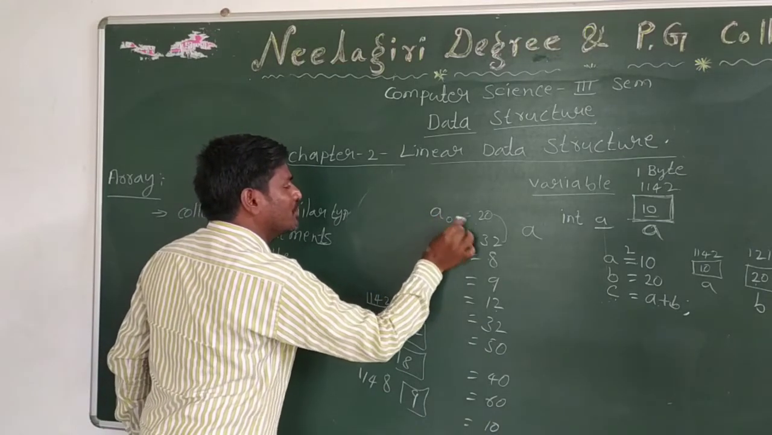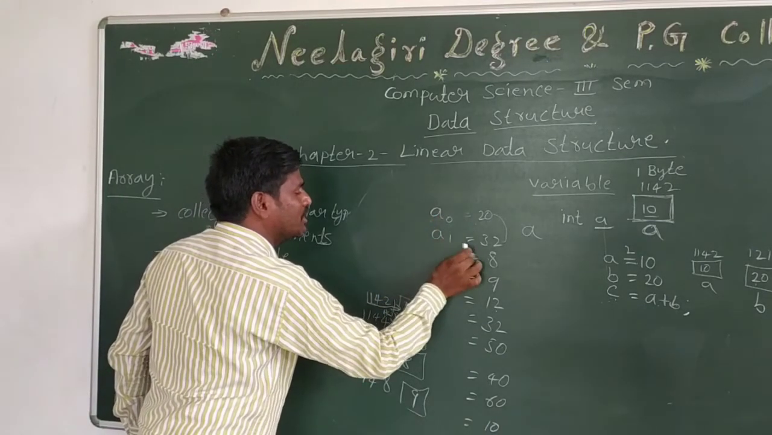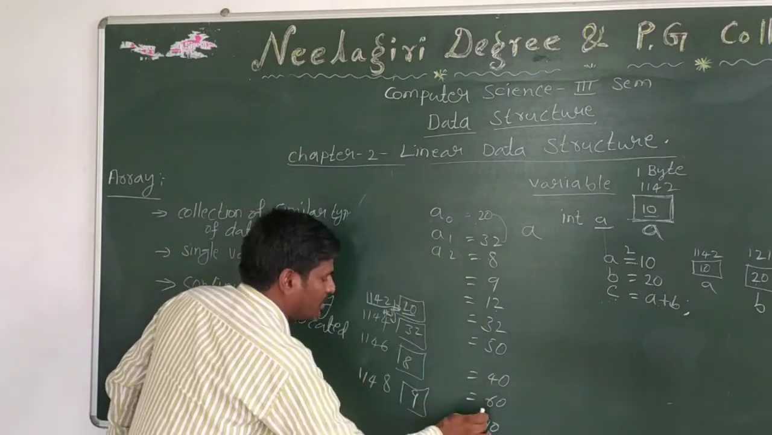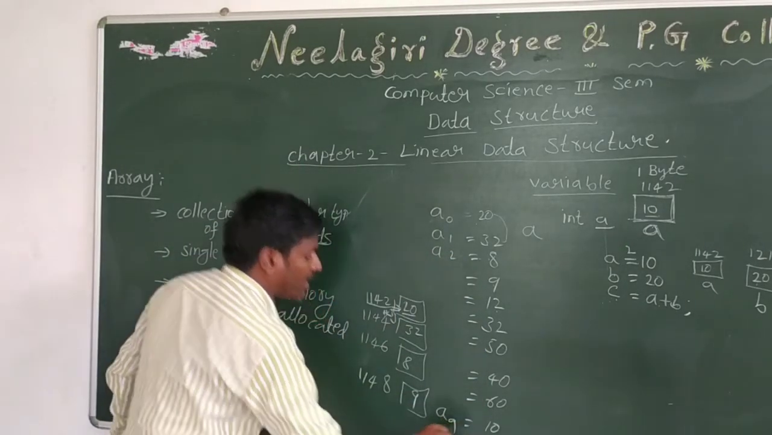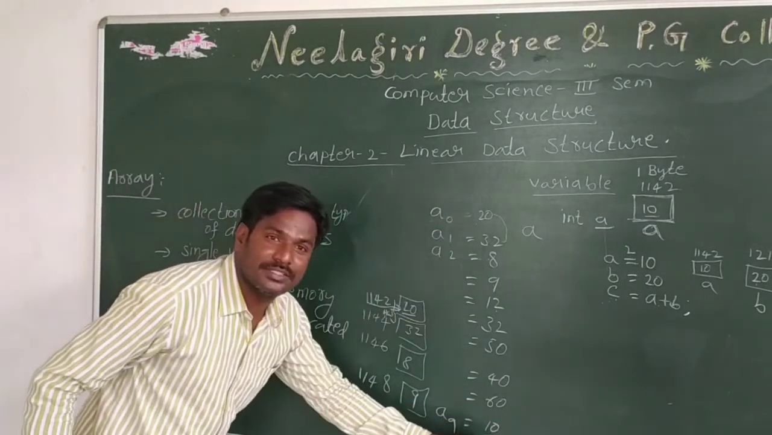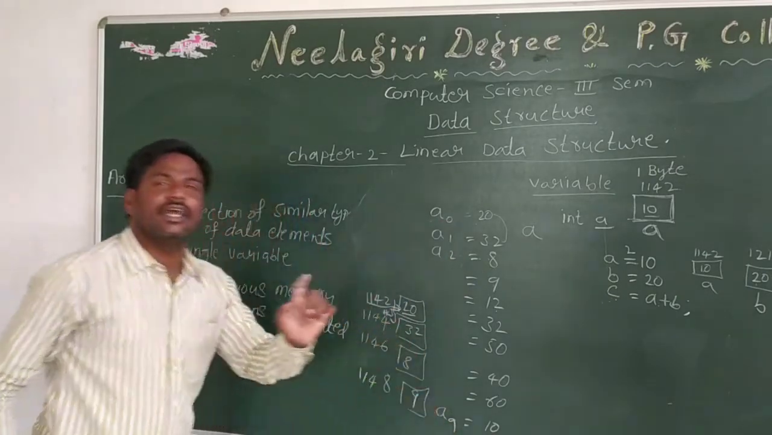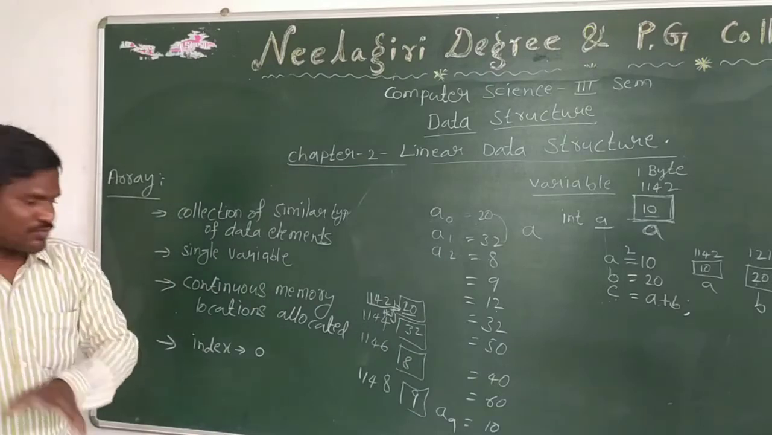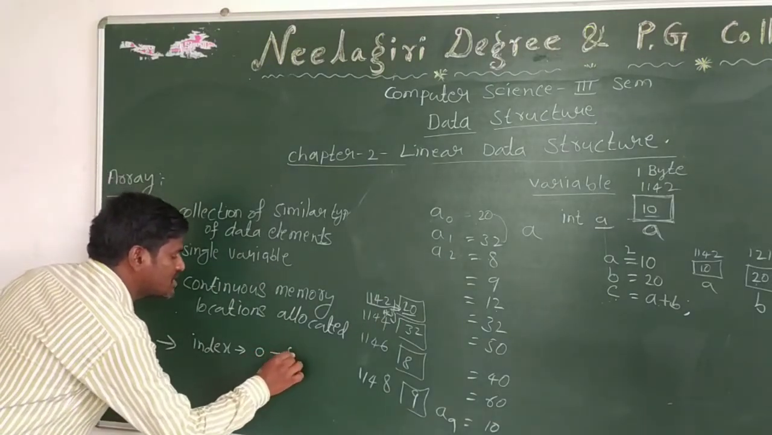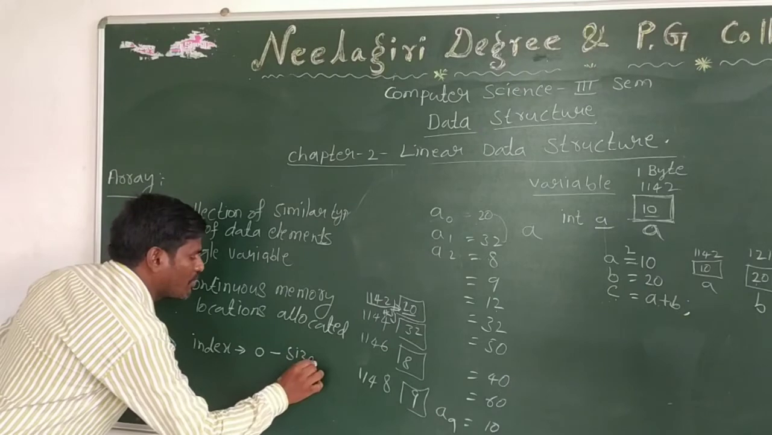Now tell me, what is the index of this one? A0. This one A1. This one A2. Like that. What is this one? A9. There are 10 elements. Because the index starts with 0, the index ends with size minus 1. The index range is up to size minus 1.